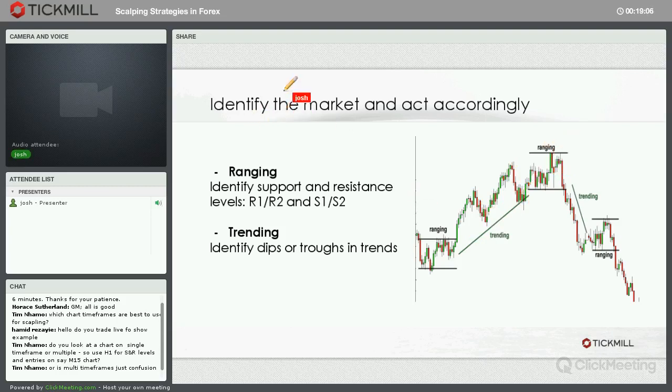So again, going back to the first and most important step, it's effectively identifying the market and acting accordingly. It's so important that you classify whatever you're looking at right now in the market as either a ranging or a trending one, because that will determine how you actually open your long or short positions, and to some degree also how you're going to be setting your take profit and stop loss levels. And this is what we're going to briefly touch on next.